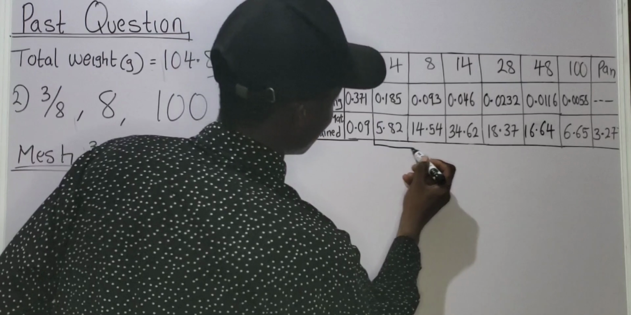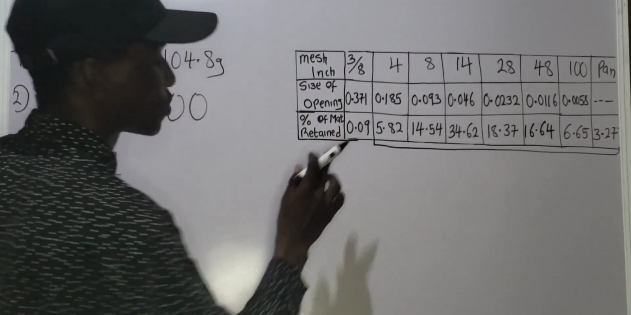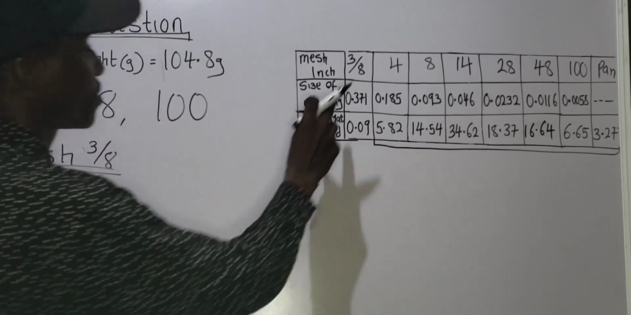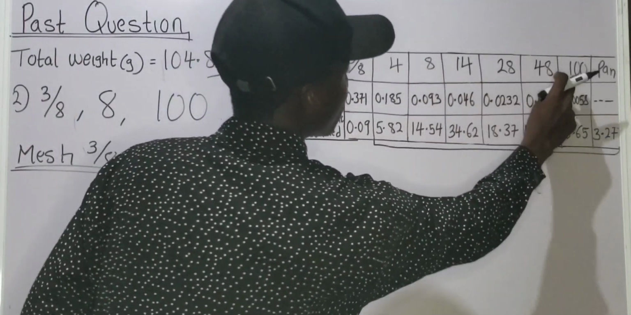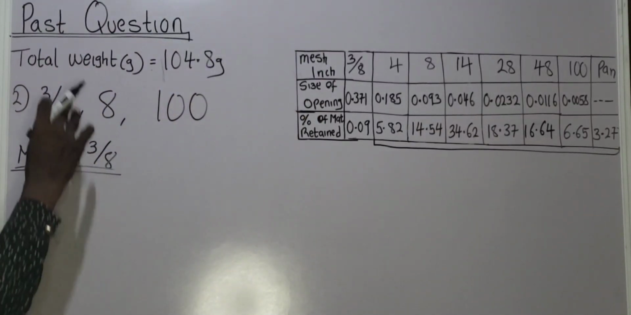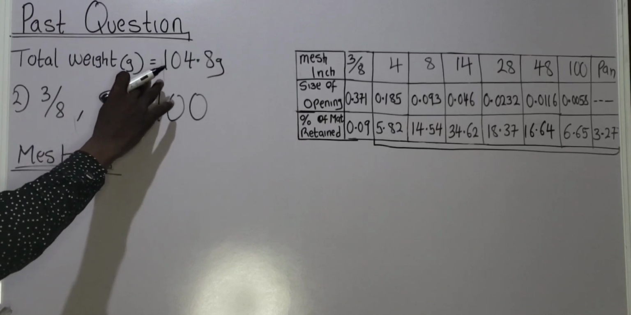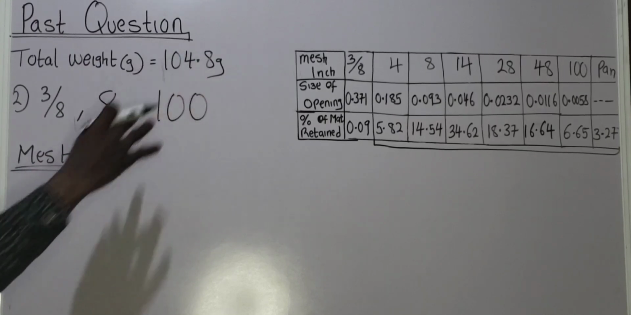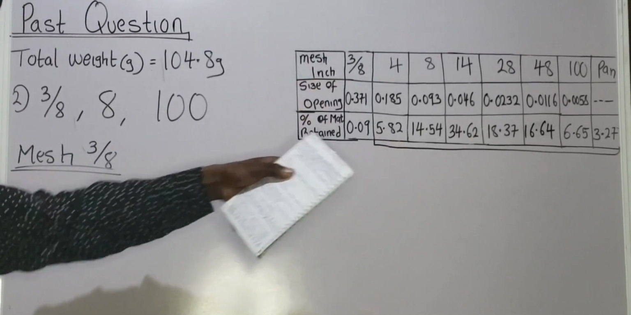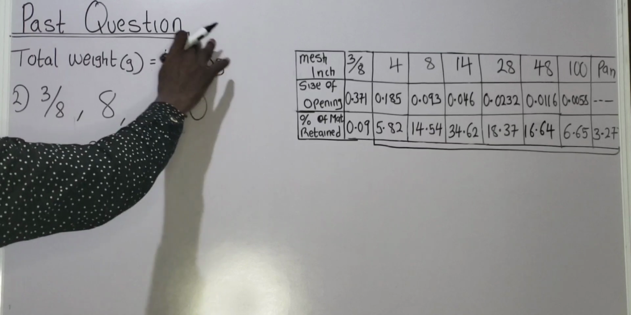All these pass through mesh 3/8 because this is the first mesh that we use for the experiment. We have various mesh. We have, I think, 1, 2, 3, 4, 5, 6, 7. We have 7 mesh. 7 mesh was used to analyze the ground material with a weight of 104.8 grams. So the first mesh was what? Mesh 3/8.